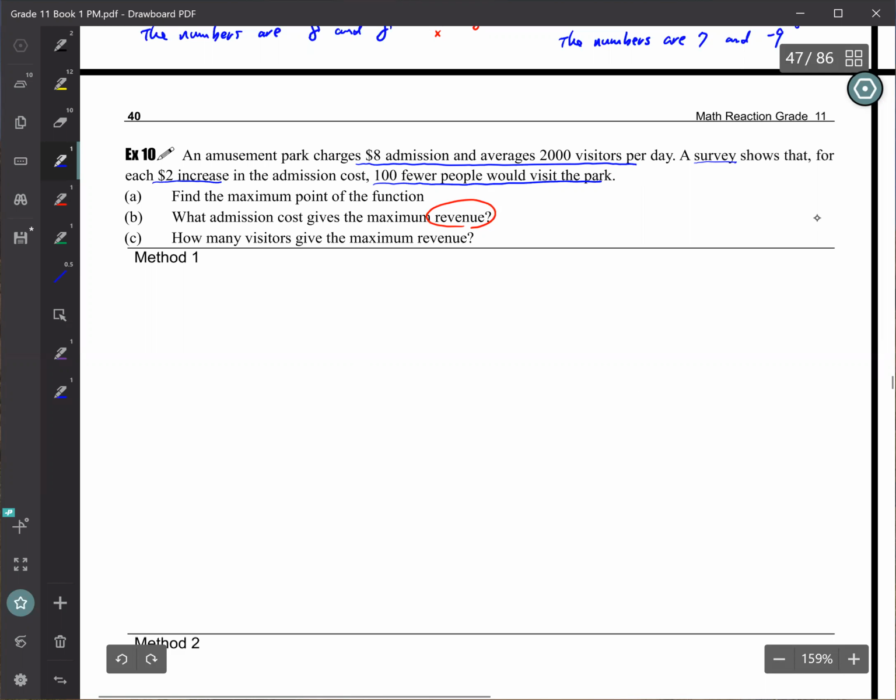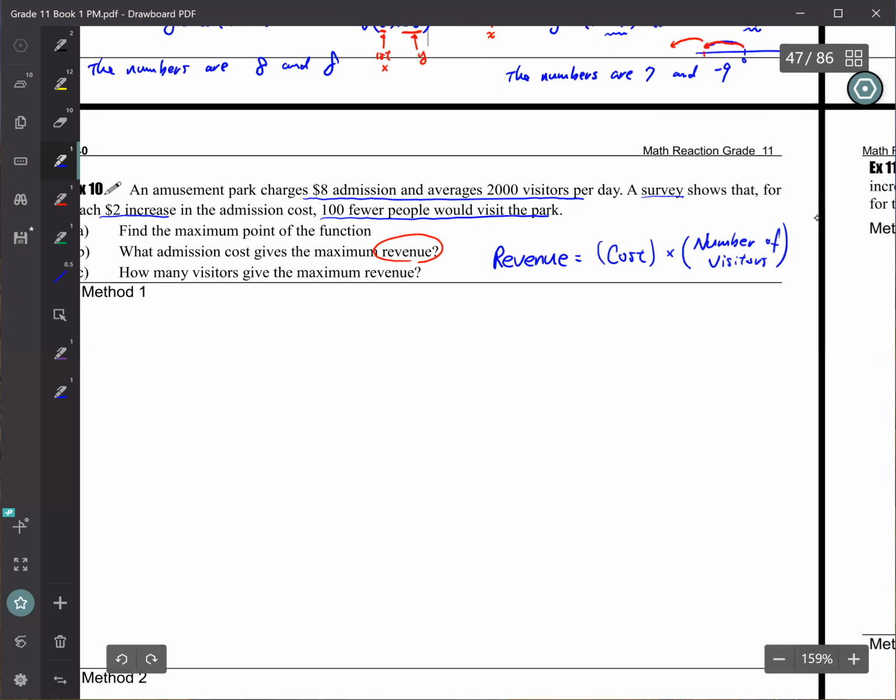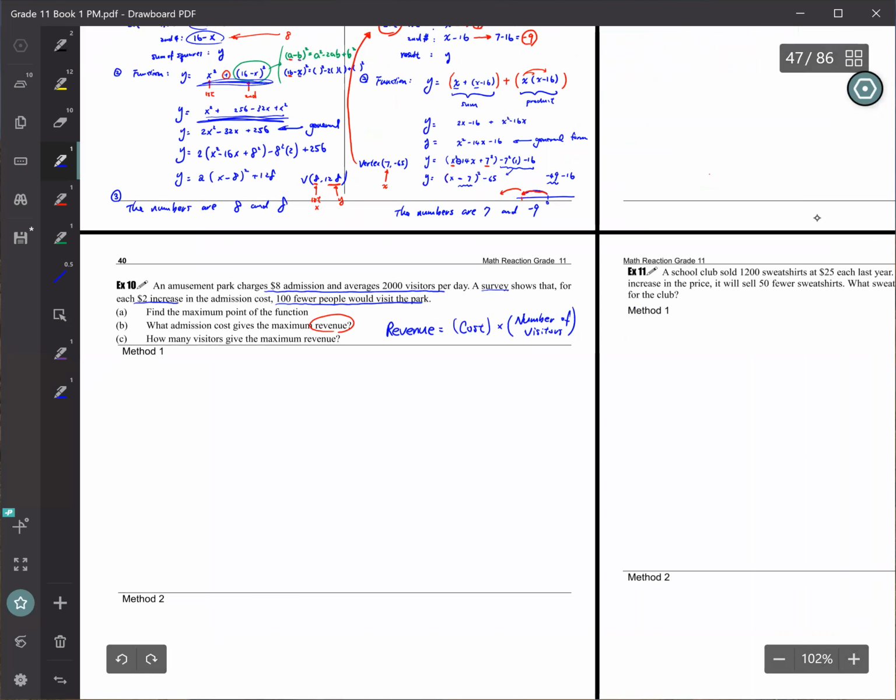So revenue is a very simple formula, right? You guys can write this on the side. Revenue is how much the ticket costs. So we can call that the cost of the ticket, multiplied by number of visitors who come, right? Okay, so this one, if you remember from the previous question, right? Revenue equals cost times visitors.